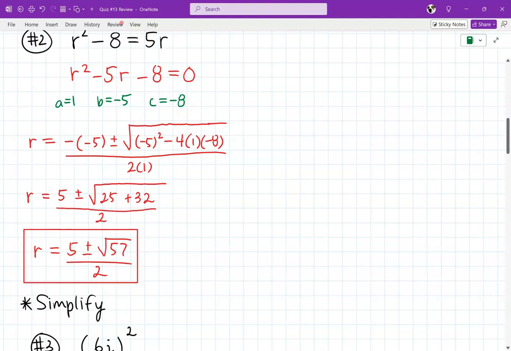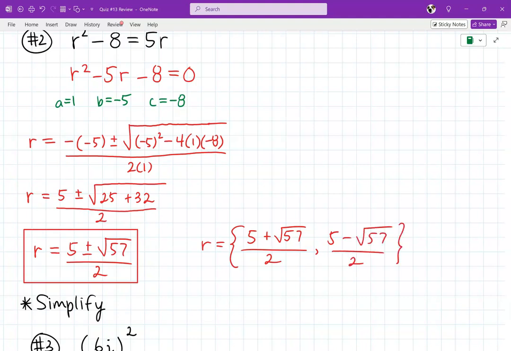But remember, on a test, you can either write it like that, or you can expand it, right? You can write it as 2 separate answers. So you could put like 5 plus square root of 57 over 2, and 5 minus the square root of 57 over 2. So you could do both, depending on the test style.